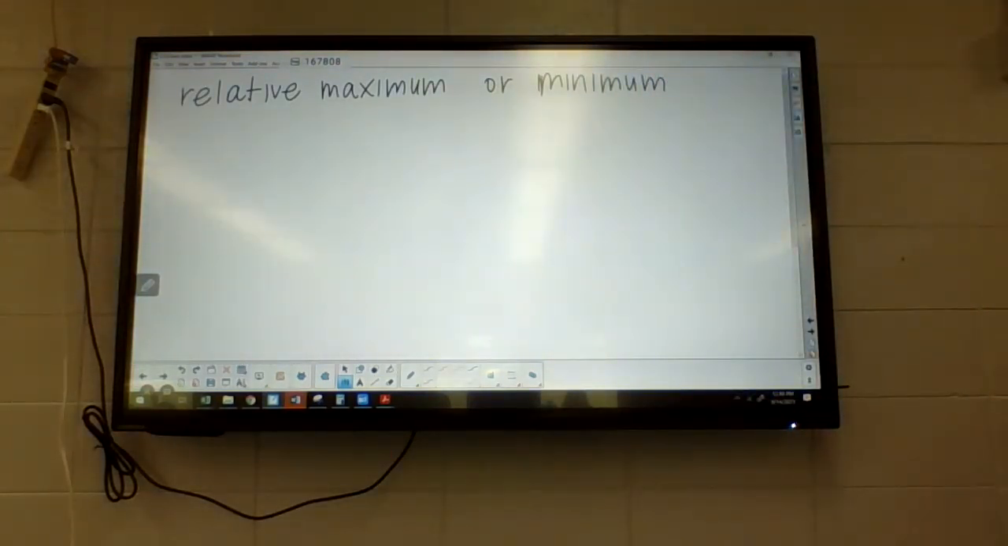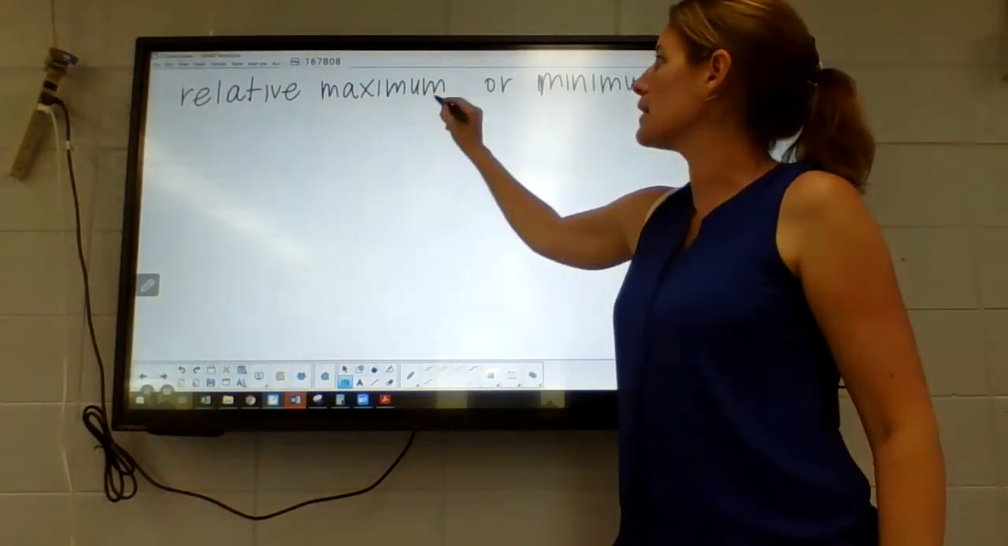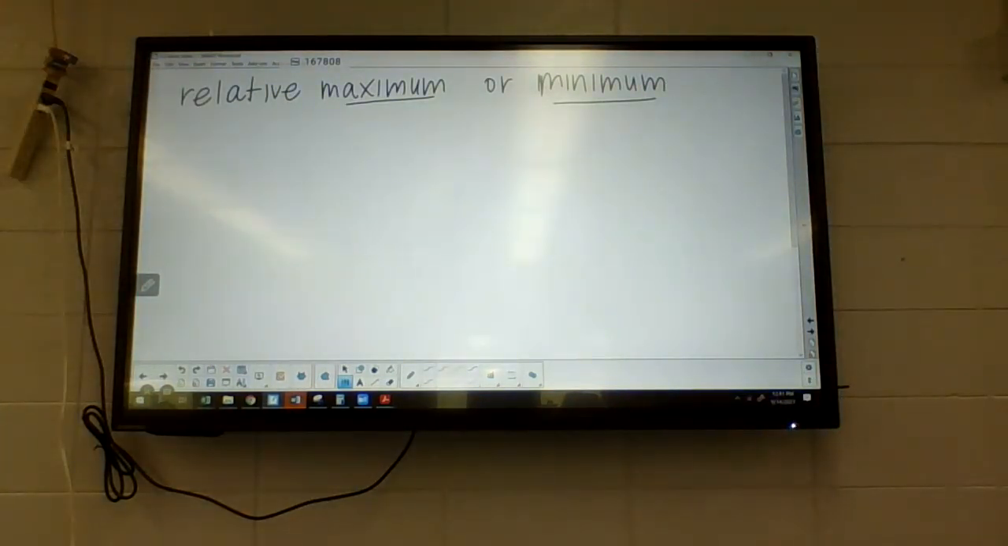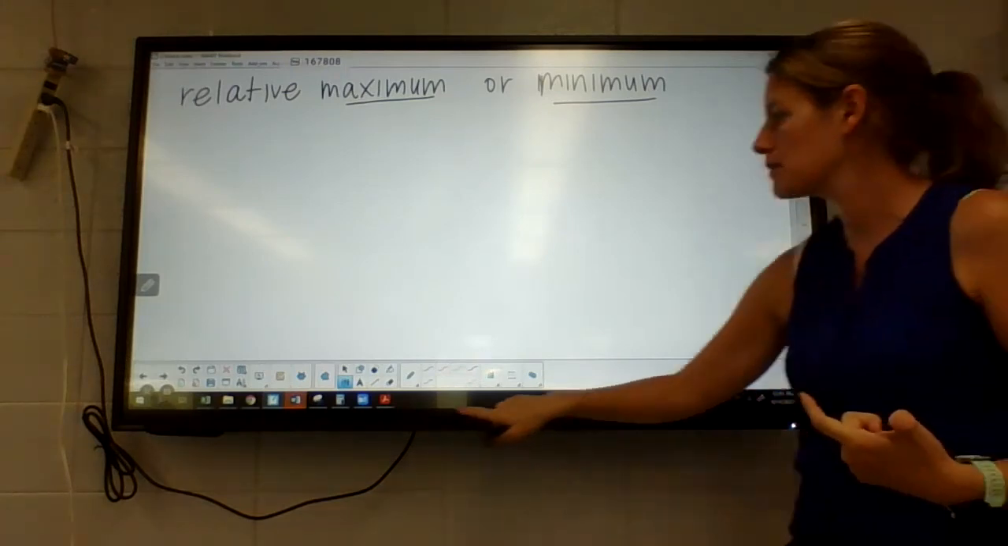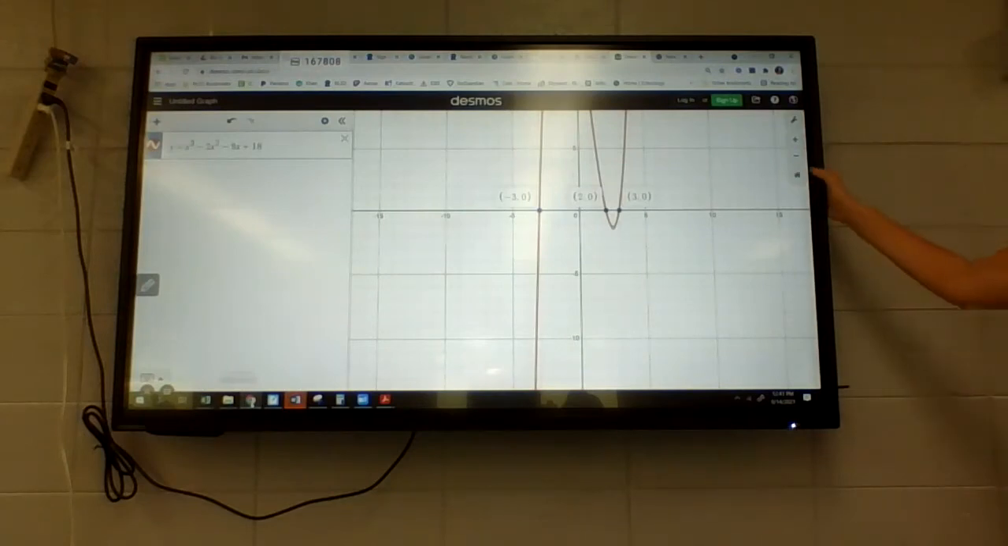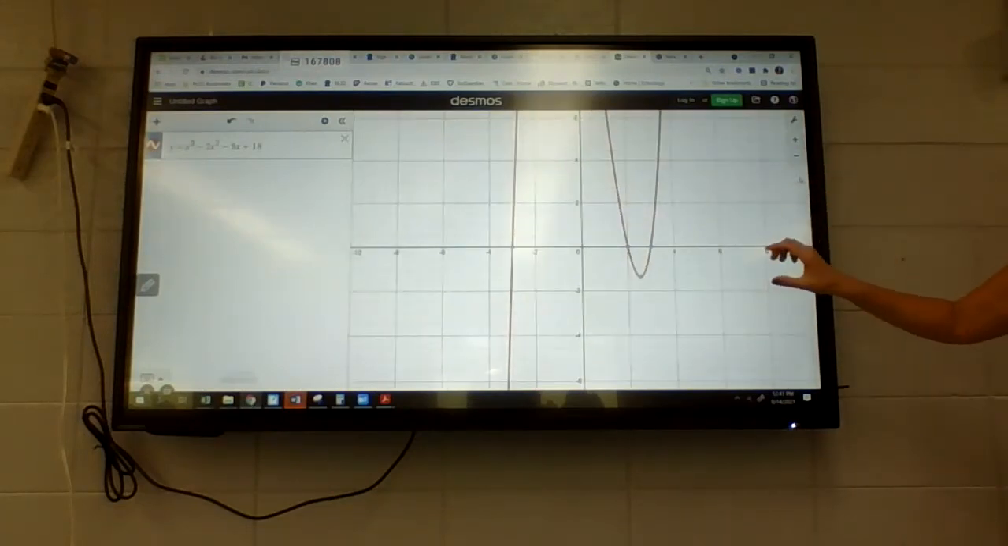So, relative max or minimum. What that means is when we're looking just at a certain section of the graph, because the problem we did with our decimals, this problem technically has no max or min.